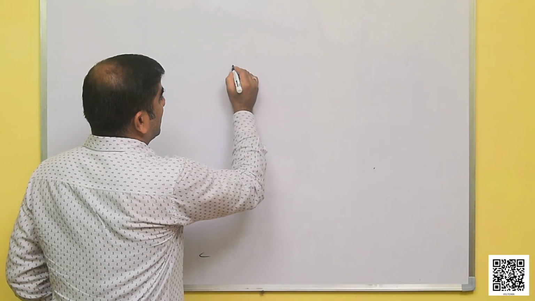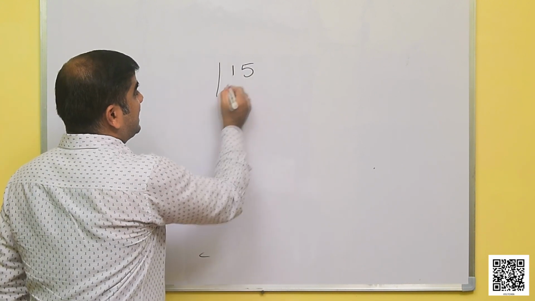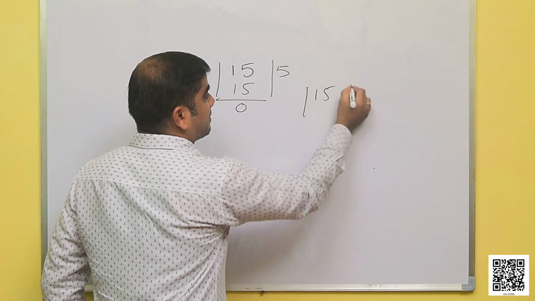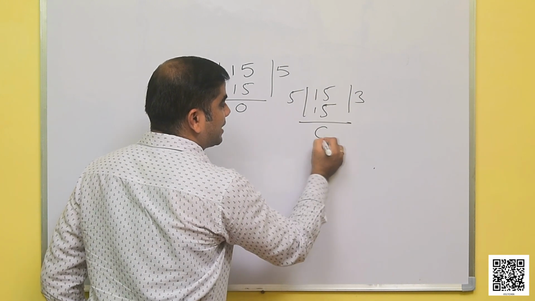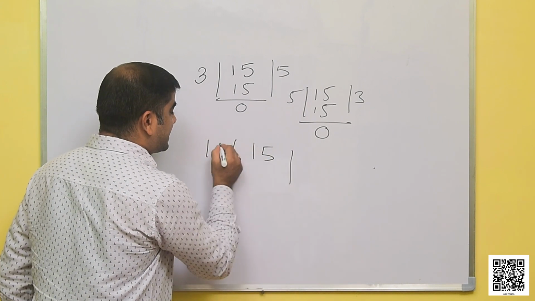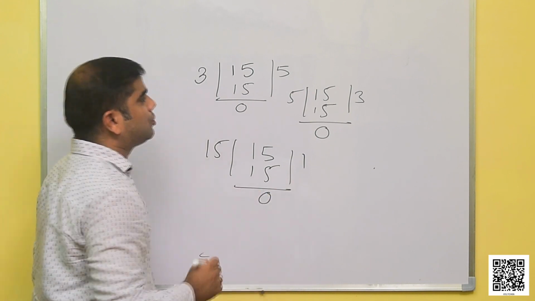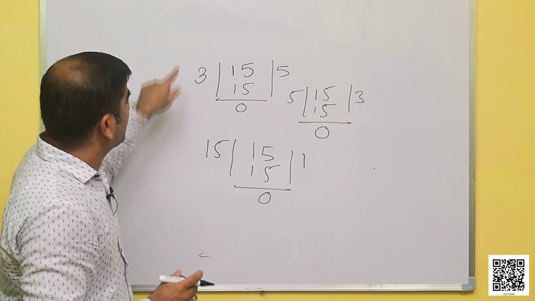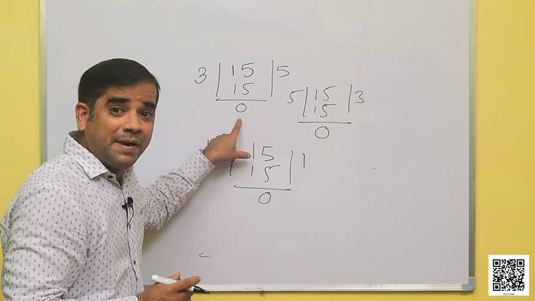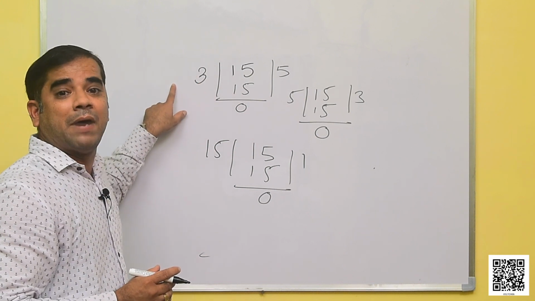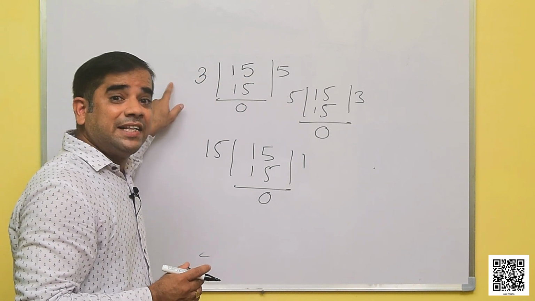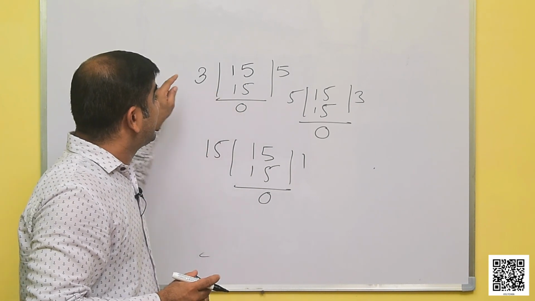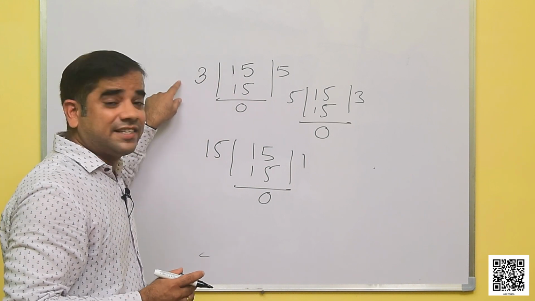We know about divisions. For example, 15. 15 is divisible by 3: 5 threes are 15, remainder 0. 15 is also divisible by 5: 3 fives are 15, it also gives us 0. 15 is also divisible by itself and it also gives the remainder 0. From this, see, we are finding out a relationship. When I divide any number by another number and get 0 as the remainder, then this number is completely divisible by it. 15 is completely divisible by 3. So if any number divides another number completely, giving 0 as the remainder, that means 3 is a factor of 15.